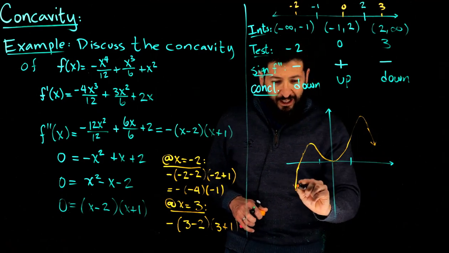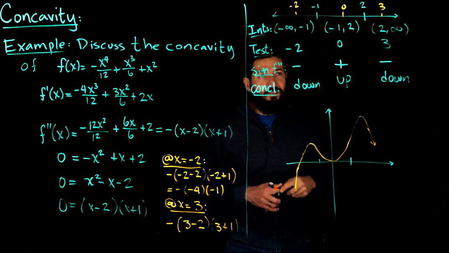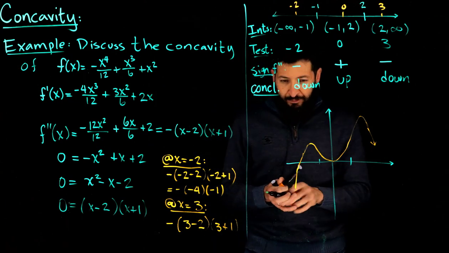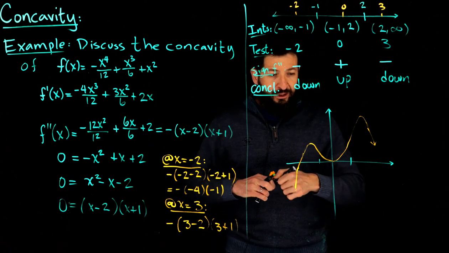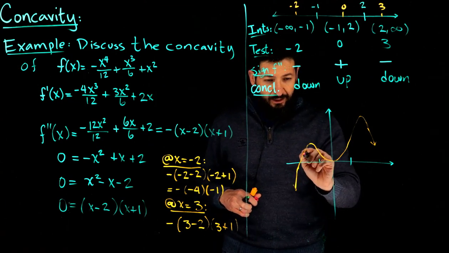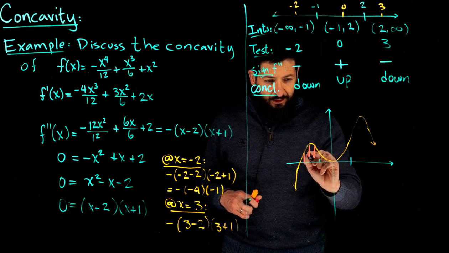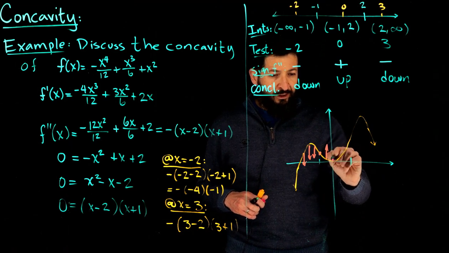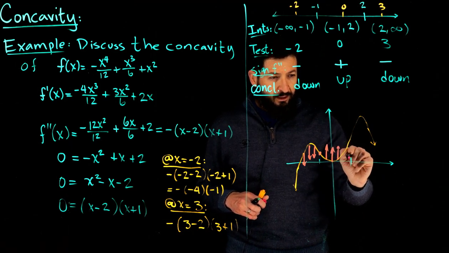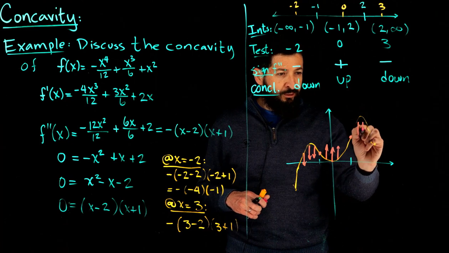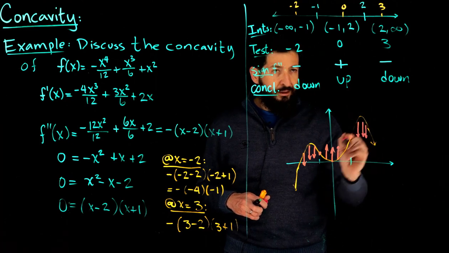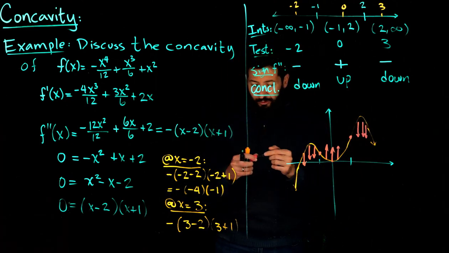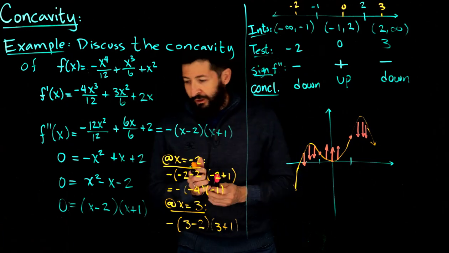Of course, it's not drawn to scale, but it gives you an idea what the concavity will be. It's going to be concave down here. Here's your point of inflection, changes to concave up. Here's your point of inflection, changes to concave down again. So that's sort of what the graph will be doing.